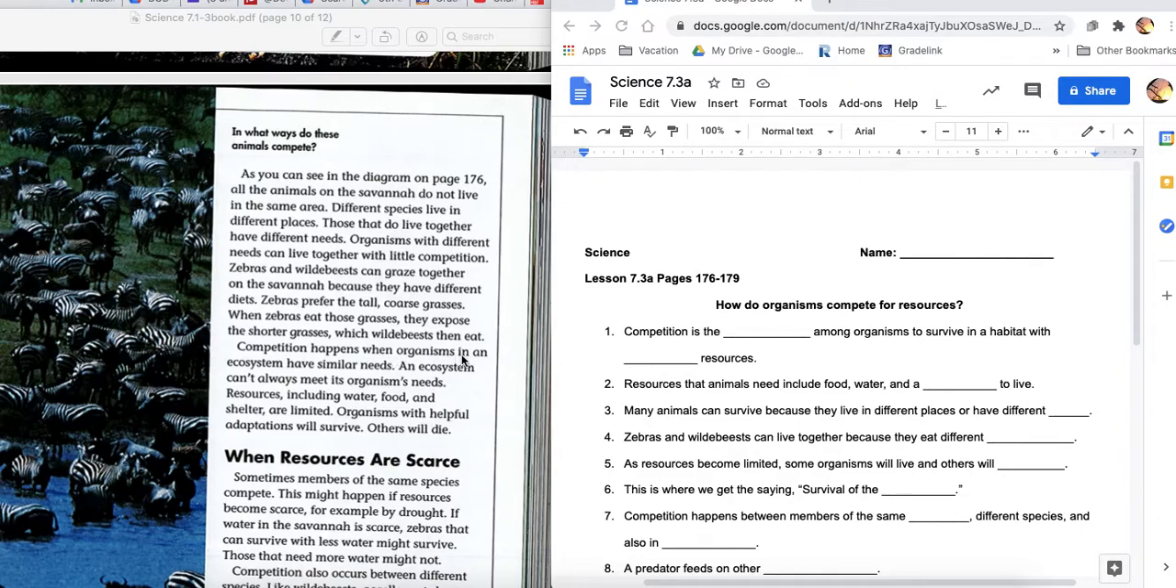Competition happens when organisms in an ecosystem have similar needs. An ecosystem can't always meet its organisms' needs. Resources, including water, food, and shelter, are limited. Organisms with helpful adaptations will survive. Tragically, others are simply going to die.